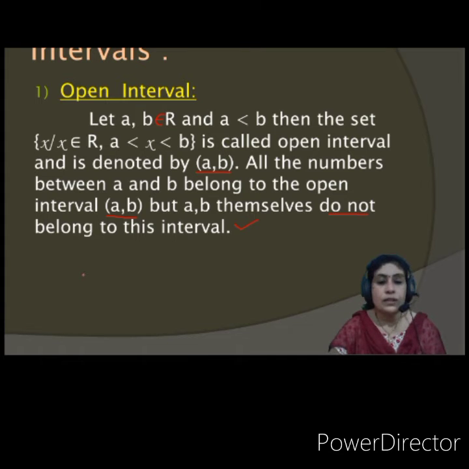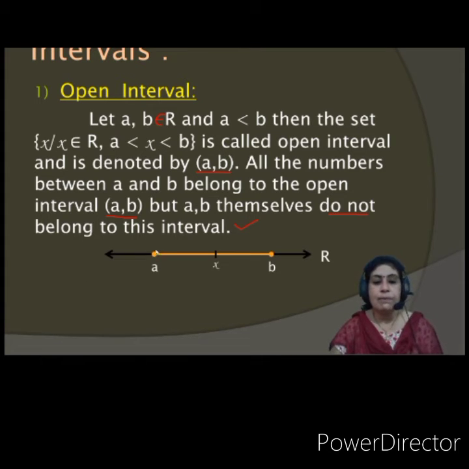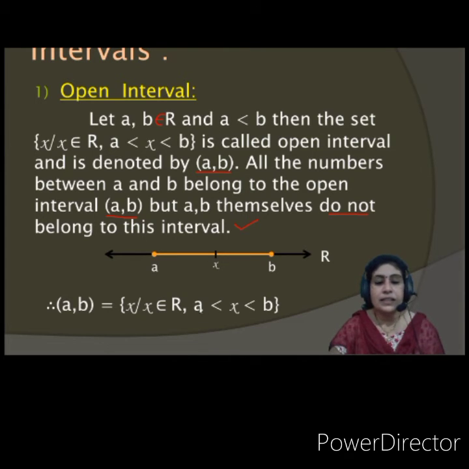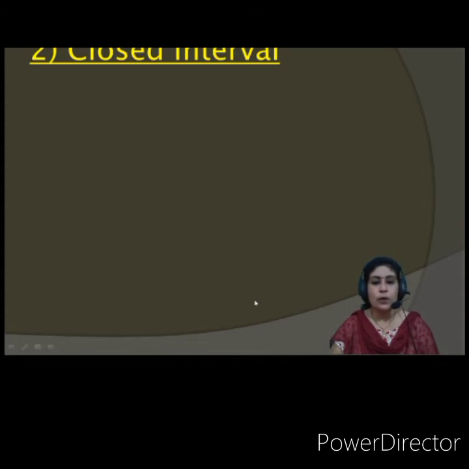Let us see this with the help of a diagram. This is the real number line. A is here, suppose B is here and X is somewhere here. So this is how you represent it. I hope this is clear, the open interval.